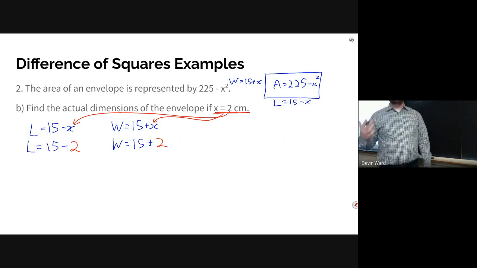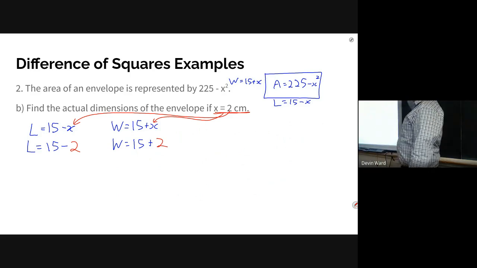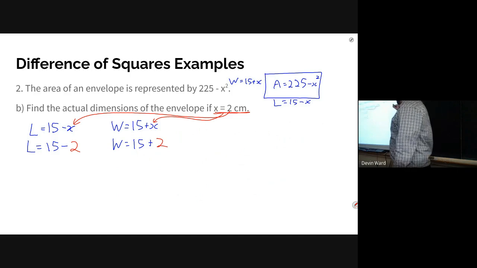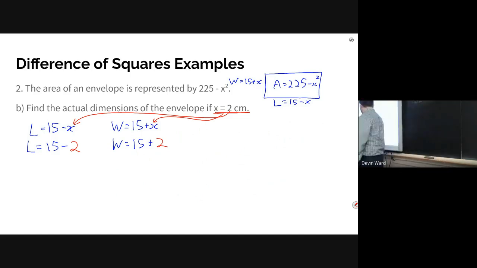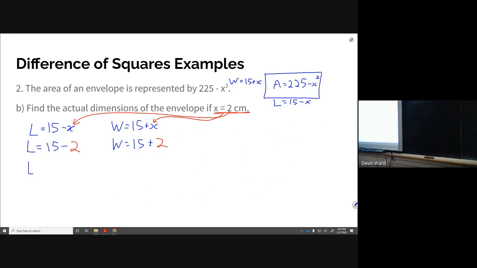People are struggling with this on the quiz too. If I say that x equals 2, just put the 2 in where the x is. They're the same thing at this point. So 15 minus 2 would be 13. And it'll be centimeters because that's what we were given in the question. 13 centimeters. Good.